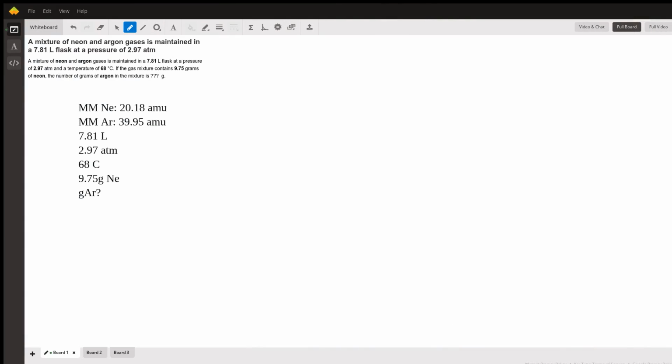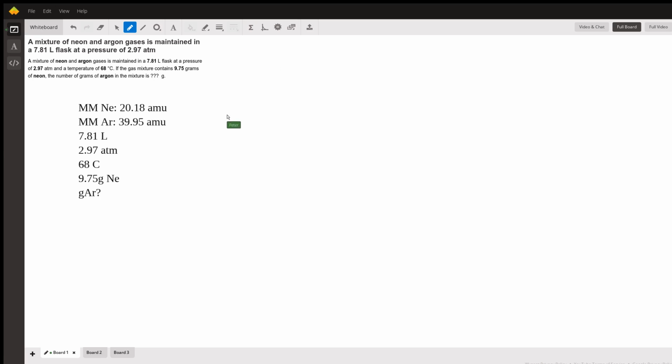Okay, a mixture of neon and argon gases is maintained in a 7.81 liter flask at a pressure of 2.97 atmospheres and a temperature of 68 degrees C. If the gas mixture contains 9.75 grams of neon, the number of grams of argon in the mixture is what?